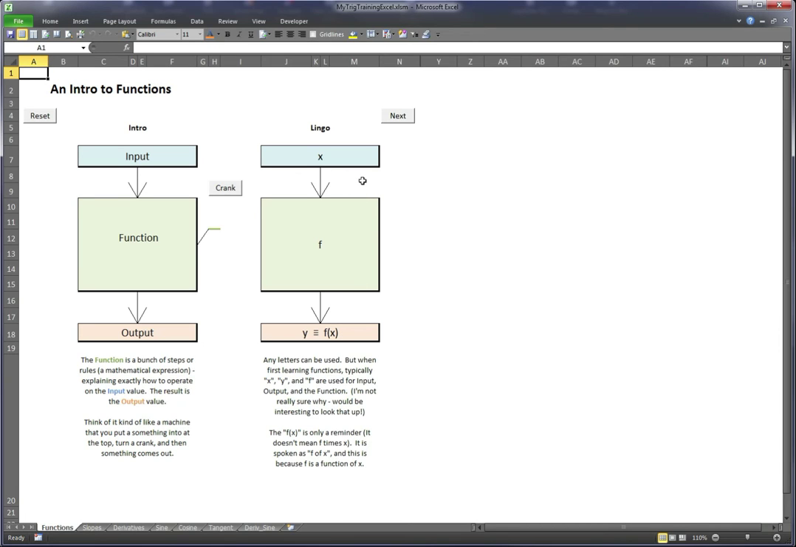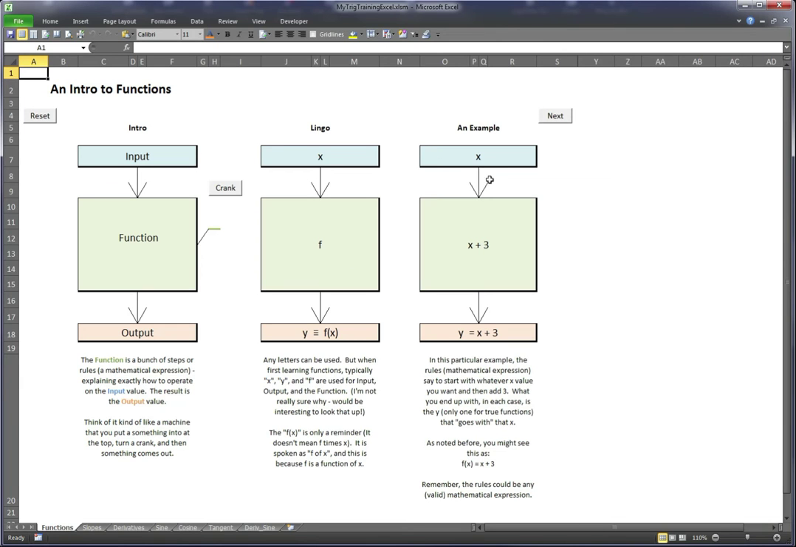So the next most obvious thing to do would be to just try an example here. So let's stick with X, of course, as an input, and let's use X plus 3 just as an example of a function, something you might do with the input. In this case, what this is saying is, whatever I put into this machine, which is X, I'm then going to add 3 to that value, and then I'll get whatever comes out, which is Y, which is therefore equal to X plus 3 in this case.